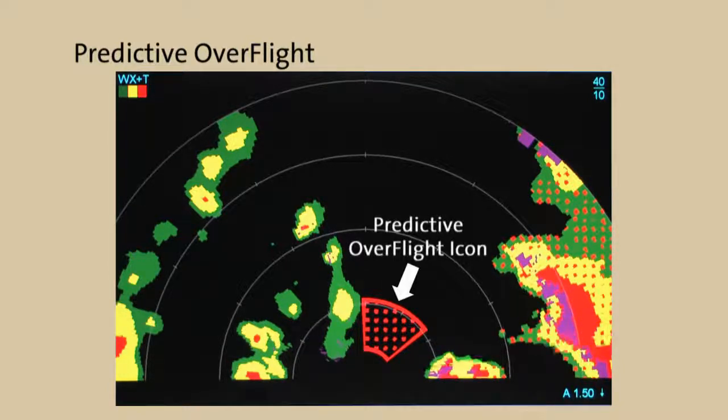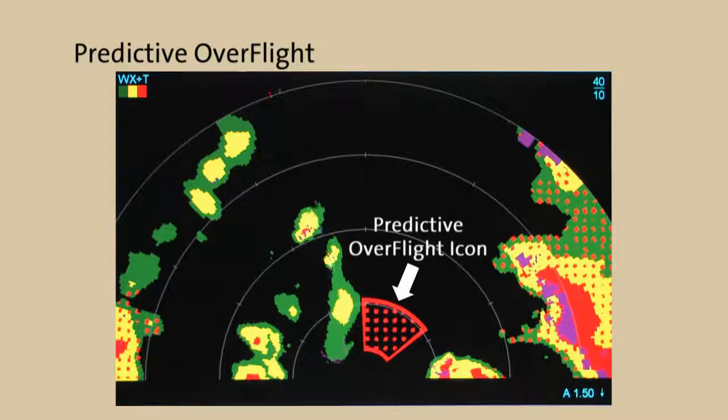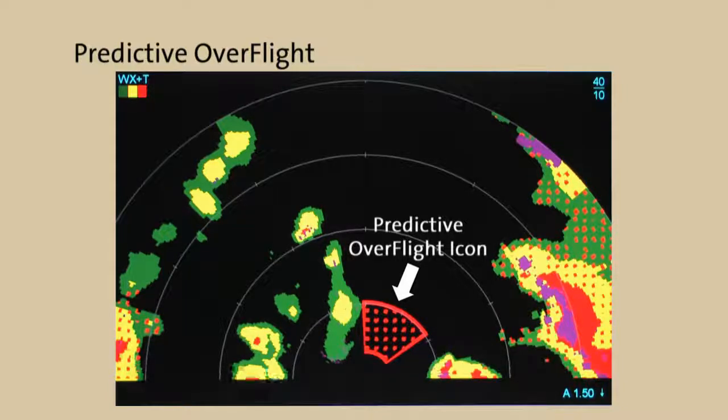The Predictive Overflight icon is used to warn flight crews of the potential turbulence threat from a cell that is growing towards the aircraft's flight level. Note that this Predictive Overflight icon appears in the black, indicating a cell that is growing towards the aircraft's altitude.